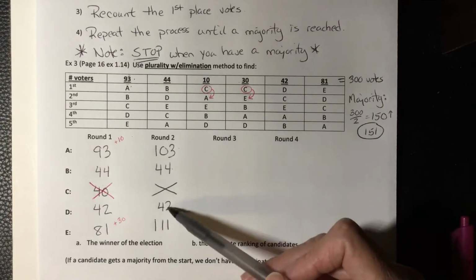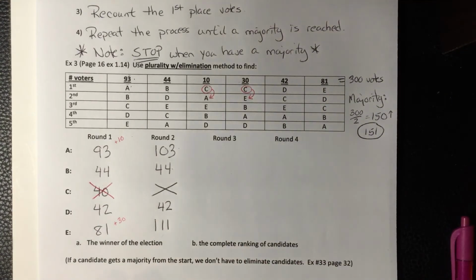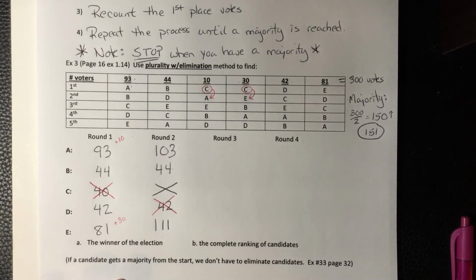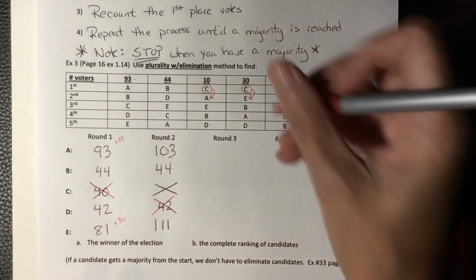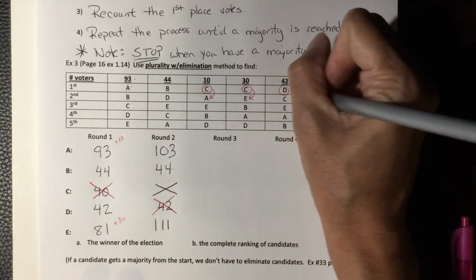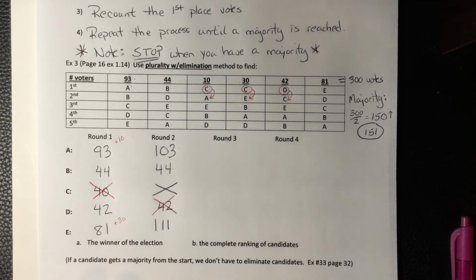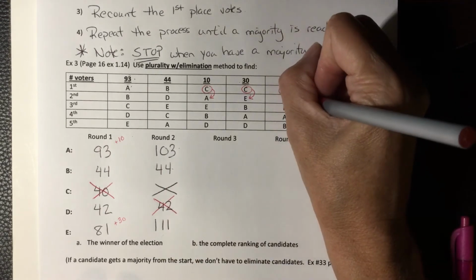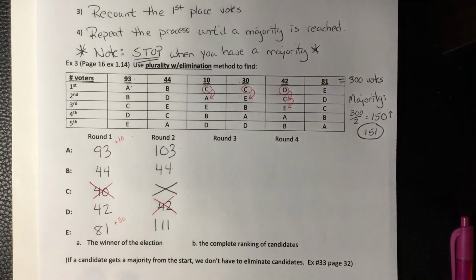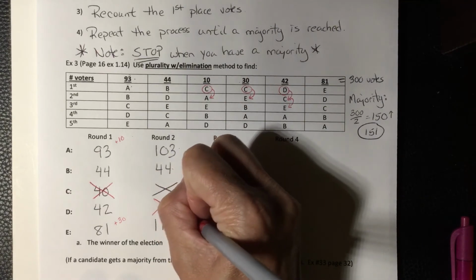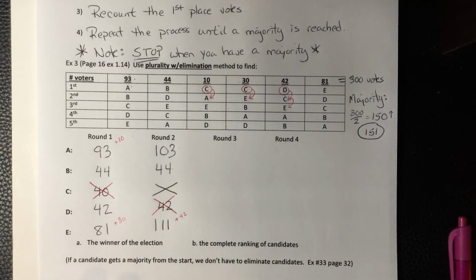So I look and I'm going to kick out last place. This time it looks like it is going to be candidate D. So I'm going to go up to my preference schedule and I'm going to find D. So D's vote should go to the next eligible person on the list. But if I go down to C, notice we've already kicked C out of the election. So I can't give any votes to C. So I go down again, and I'm going to give those 42 votes to candidate E. So I'm going to go ahead and put a plus 42, and that takes me to round 3.